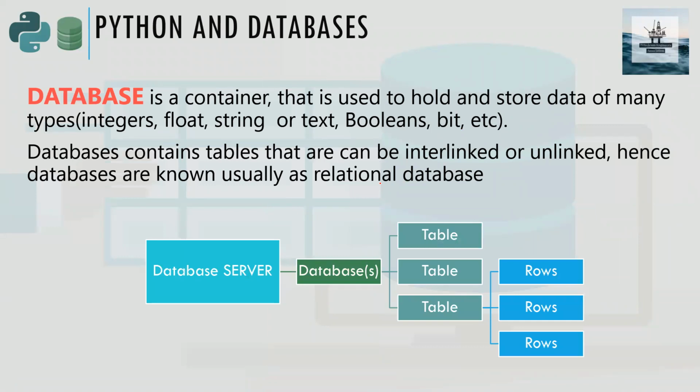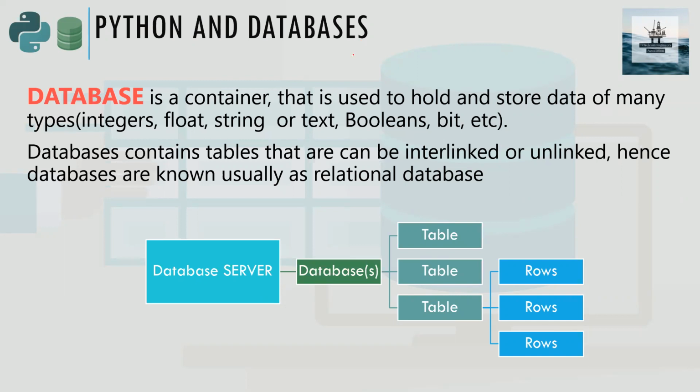A database is a container that is used to store data, and that data can be in many shapes, meaning many formats. The data can be integers, floats, or strings. By the way, floats is just a technical way of talking about real numbers, and strings is just a technical term for working with text. And booleans are just yes or no, or true or false, and so on. All of these types of data can coexist in a single database.